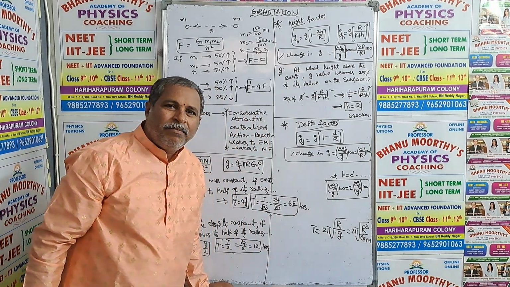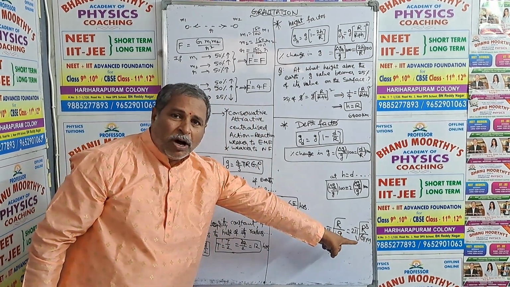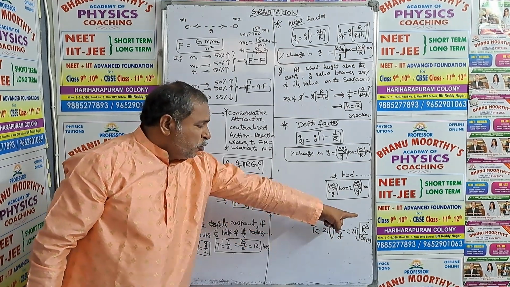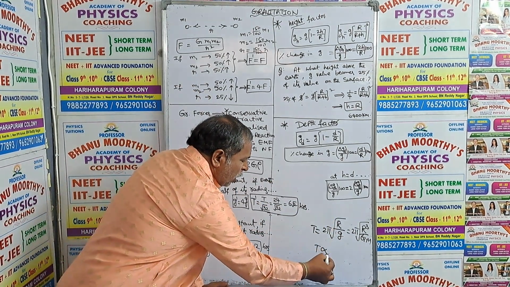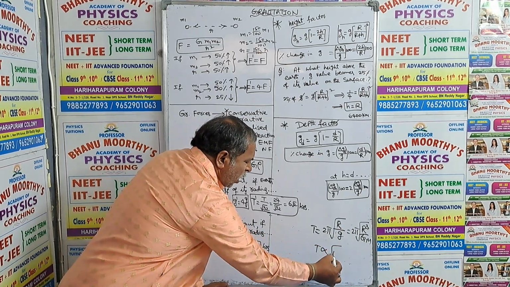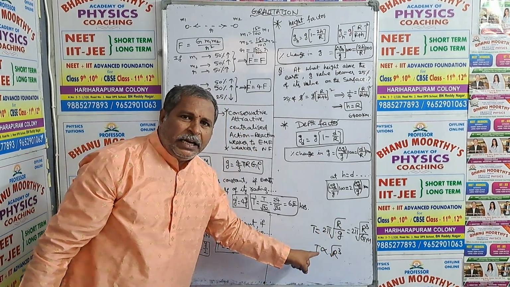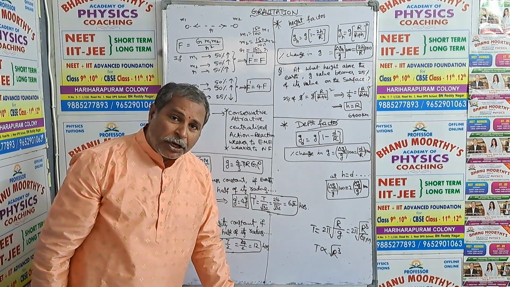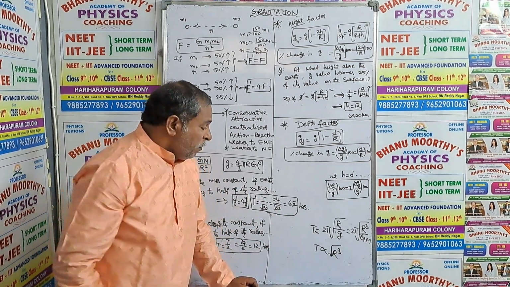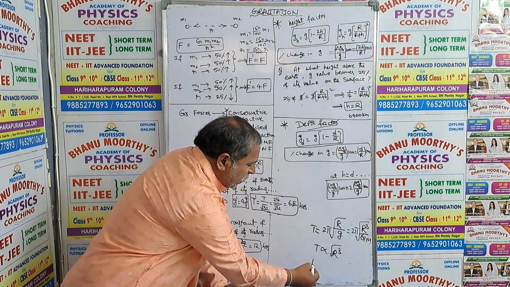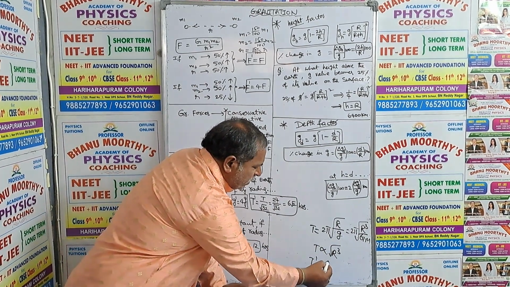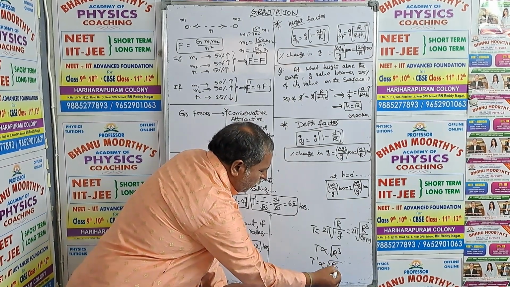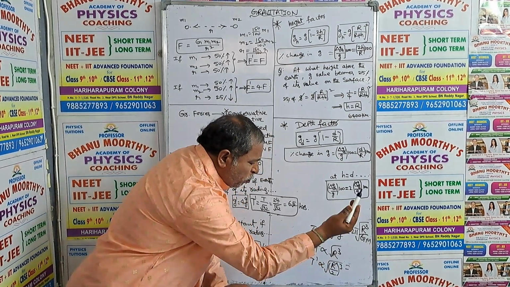My dear students, if mass is kept constant, then T is proportional to what? Under root of R cube. This is the relation. If mass is kept constant, T is proportional to under root R cube. Then if the radius shrinks to half of its present radius, what happens here? R cube becomes R by 2 whole cube. R by 2 whole cube means what?